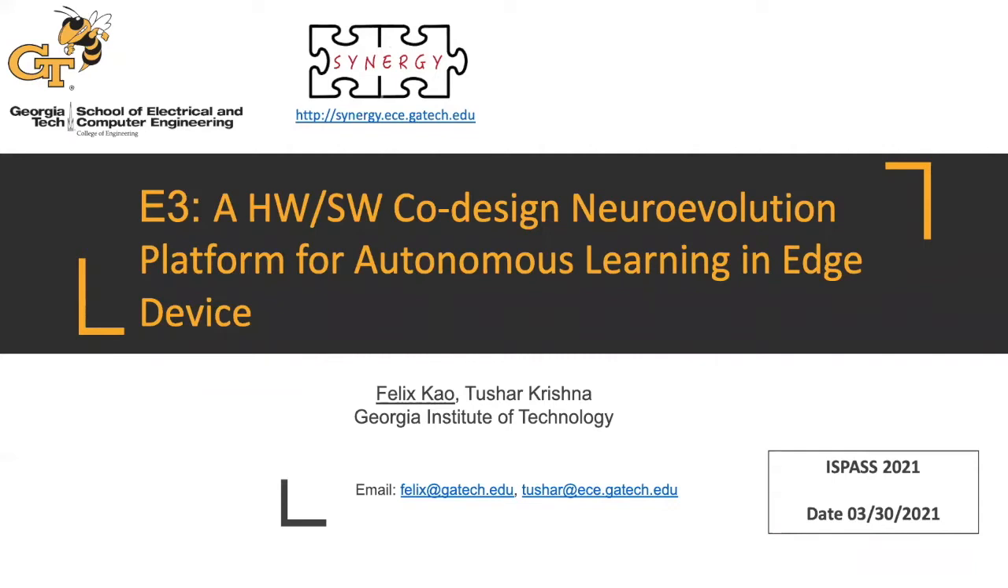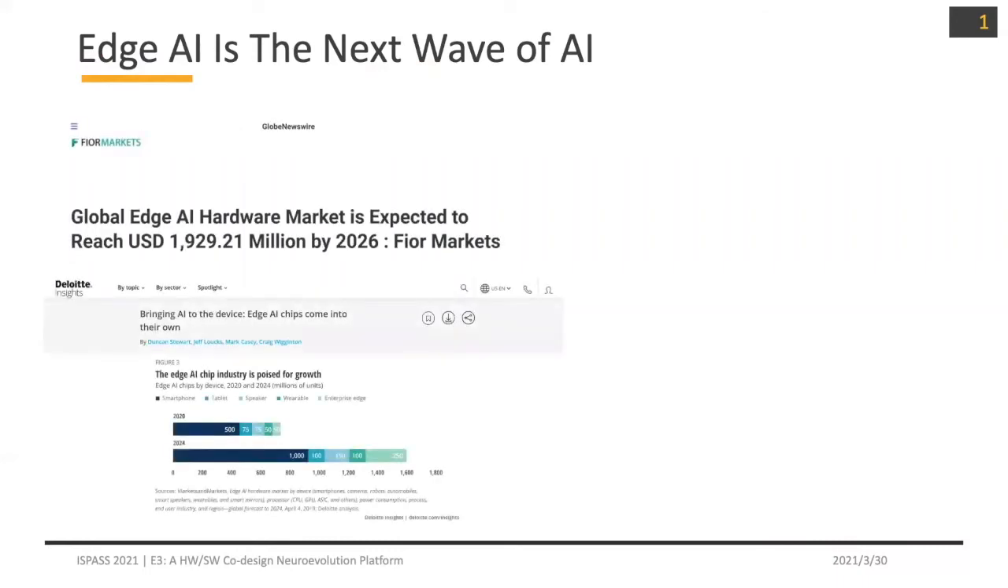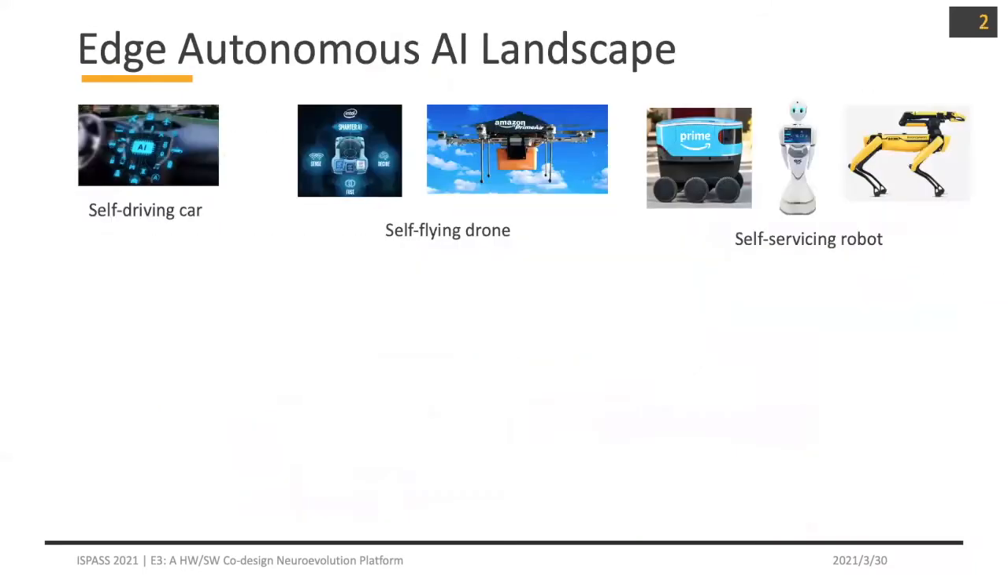Today I'm going to present our work E3, a hardware-software co-designed neuroevolution platform for autonomous learning in edge devices. Edge AI is driving the next wave of AI. As you can see, there are many reported applications. One of them we call edge autonomous AI, with examples like self-driving cars, self-flying drones, and self-servicing robots.